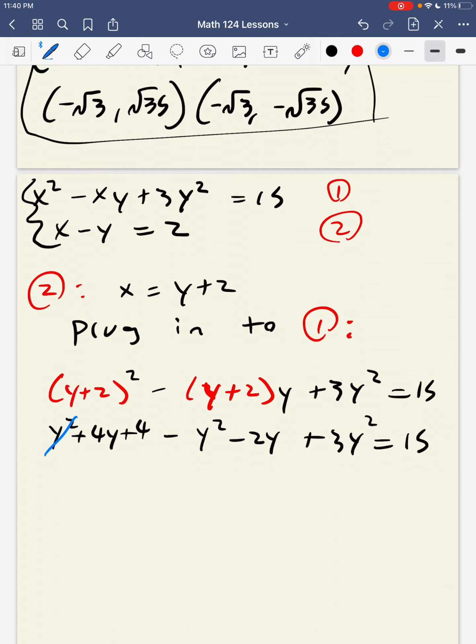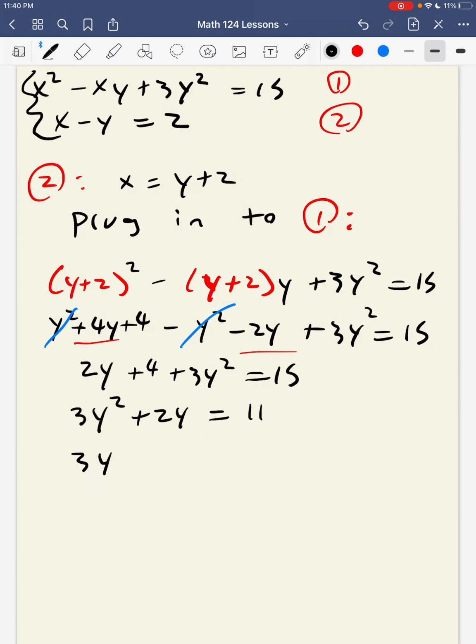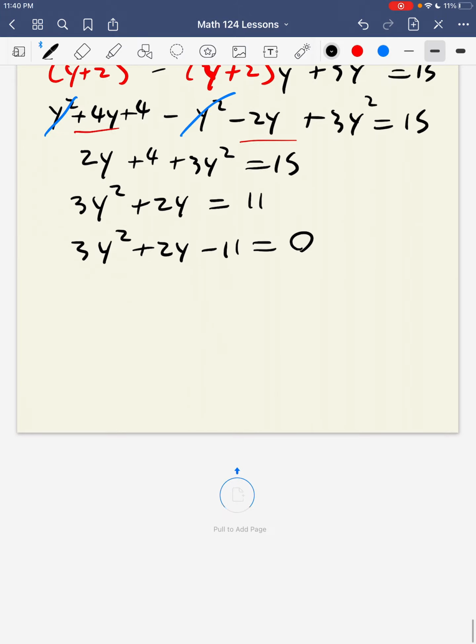Okay, clean it up. Notice y squared minus y squared cancels. We have 4y. We have 4y minus 2y. So that will give us a total of 2y plus 4 plus 3y squared equals 15. So that's 3y squared plus 2y equals 11. Let's bring everything to one side of the equation, and we have this quadratic equation.